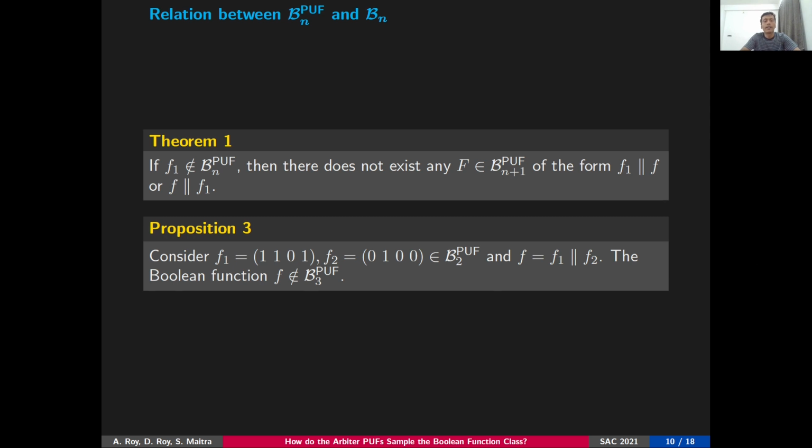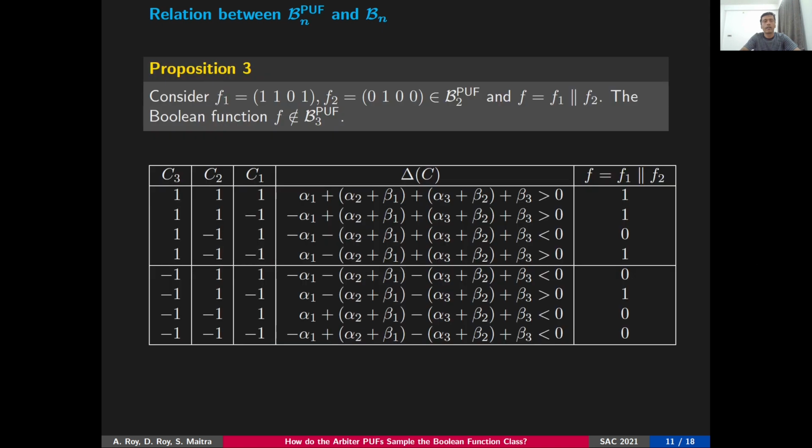We have constructed f1 and f2 which belong to the set B2 PUF, and if we construct f which is a concatenation of f1 and f2, then this f does not belong to the B3 PUF set. Corresponding to this Boolean function f, we have constructed all the inequalities, and here if we add the two red colored inequalities, we will get beta 3 greater than 0, and if we add the two yellow colored inequalities, we will get beta 3 less than 0. So it is basically a contradiction.